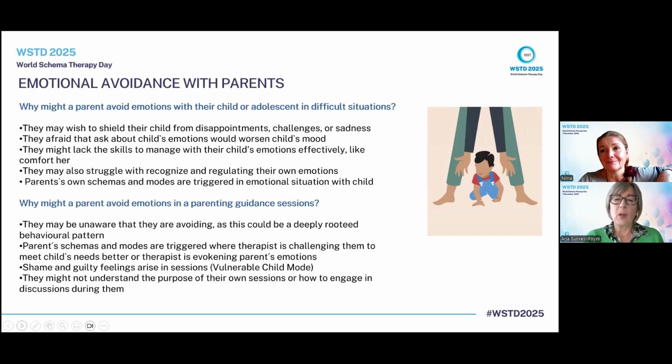When a child or adolescent has avoiding behavior, very often the parent has an avoiding mode too. And why might a parent avoid emotions with their child or adolescent in difficult situations? Parents may wish to shield their child from disappointments, challenges, or sadness. So the parents' intention is to protect.